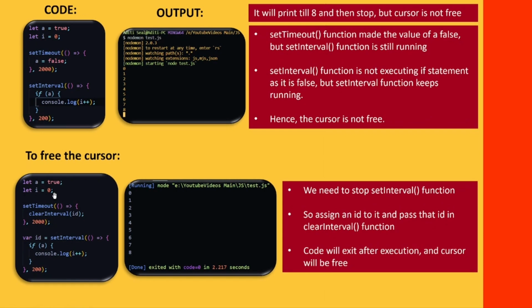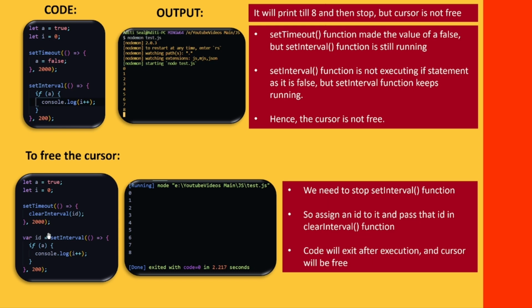So what will be the motive of the code? The motive of the code will be to stop this set interval function, right? What we are doing here is we are assigning this function to a variable. That is, I am assigning this function to id variable. Okay, and instead of clearing this a value, like assigning the value a false, we will clear the interval itself. So in set timeout function, we are using clear interval function to clear the id.